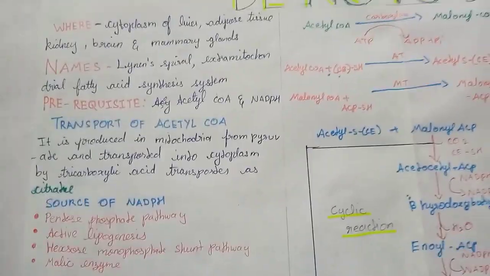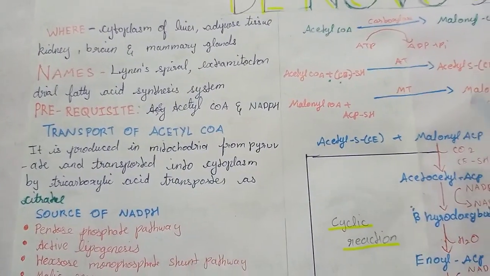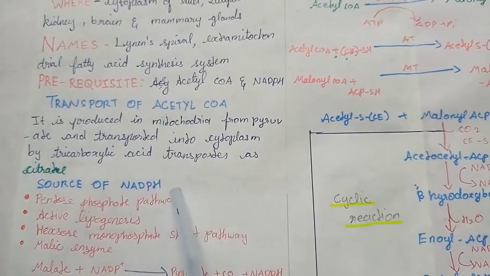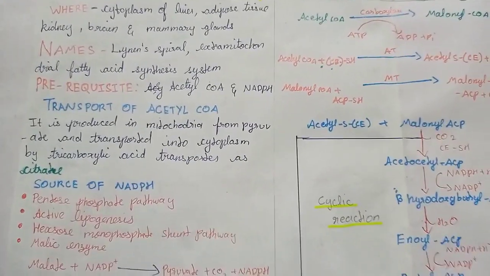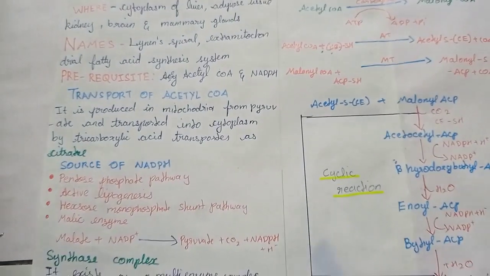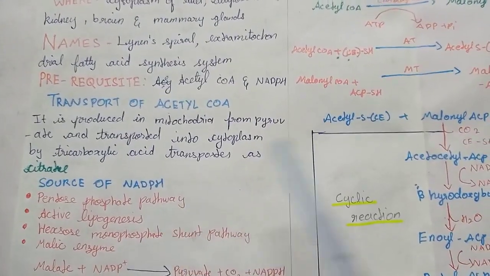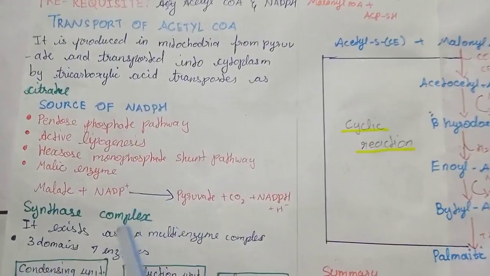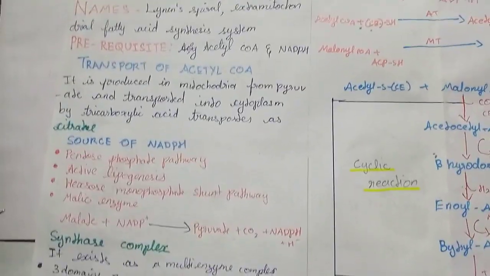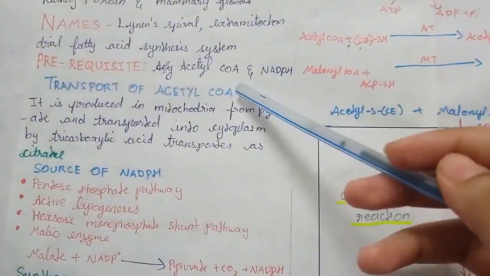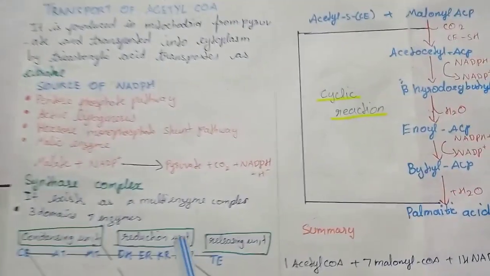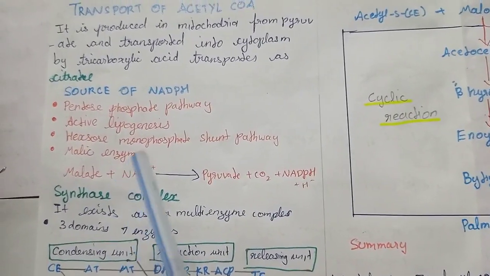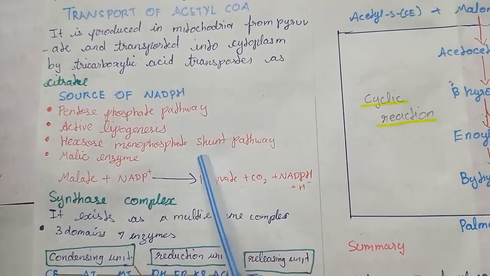Acetyl-Coenzyme A is transported from mitochondria to cytoplasm in the form of citrate. Why is it necessary? Because acetyl-Coenzyme A is impermeable to the inner membrane of the mitochondria. Citrate is transported to cytoplasm by the malate oxaloacetate shuttle pathway. Next comes the sources of NADPH. The two main prerequisites as above are acetyl-Coenzyme A and NADPH. Sources of NADPH are pentose phosphate pathway, active lipogenesis, hexose monophosphate shunt pathway, and malic enzyme.